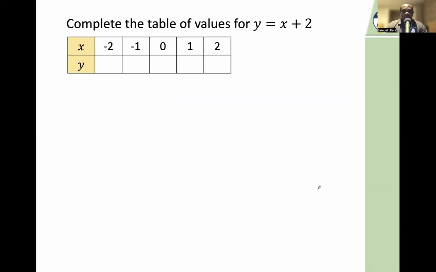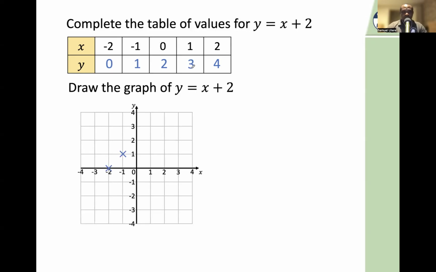Now, if we're asked to complete the table of values for this graph, y equals x plus 2, by now you should know how it works because we'd seen this in our previous lesson. So our table of values would look like this. Each time we have a value of x, we have to add 2 to it to get the value of y. So when x is negative 2, add 2 should be 0. When x is negative 1, add 2 should be 1. When x is 0, 0 add 2 should be 2. And when x is 1, 1 add 2 should be 3. Now, we've been asked to draw the graph. When we plot this graph, it looks like this.